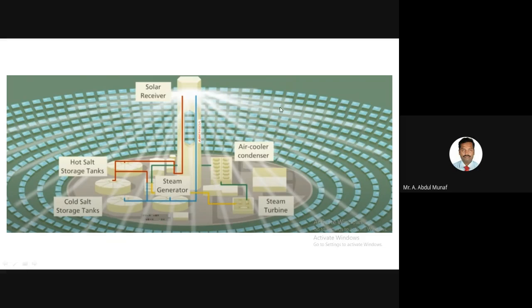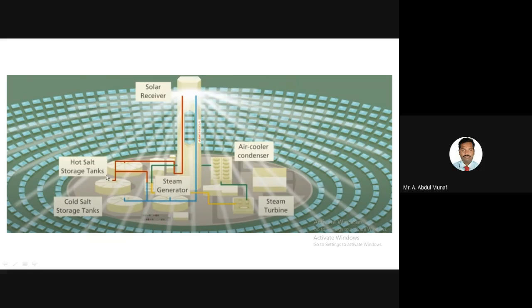Here you are having solar panels, solar collectors. This is the plant. Around that plant we have fixed a lot of solar collectors. These solar collectors collect the radiation from the sun. After that it will reflect to the tower. At the top of the tower we are having a receiver.